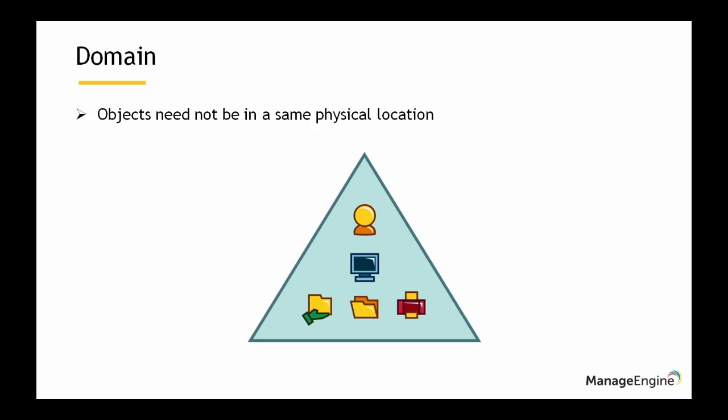Also, the objects need not be in the same physical location. You can have a site in California, another site in London, another site in India, and another one in Australia. And all these sites can still be part of the same domain. So that's another advantage of having an Active Directory service.